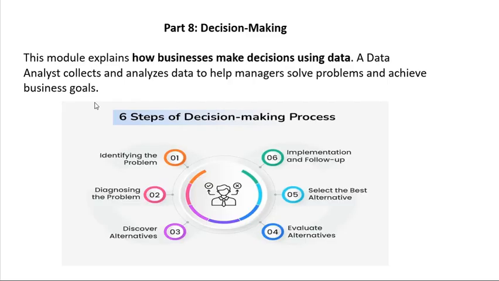achieve business goals. The six steps of the decision-making process: first is identify the problem, second is diagnose the problem, third is discover the alternatives, fourth is evaluate the alternatives to find the best one, fifth is select the best alternative, and sixth is implementation and follow-up.